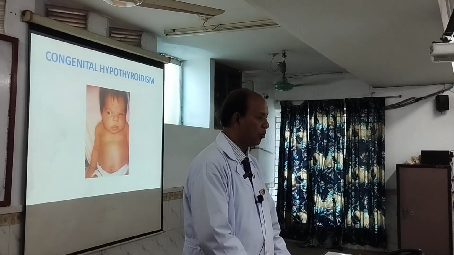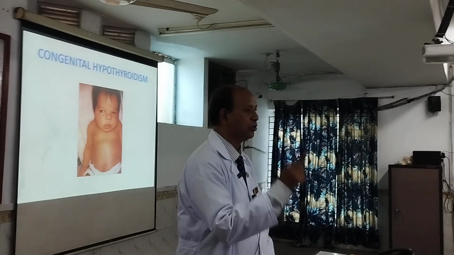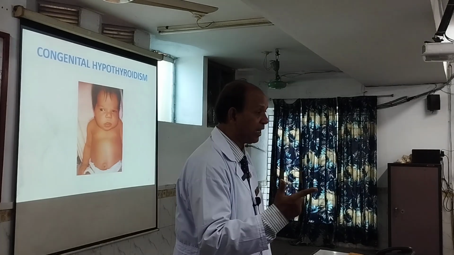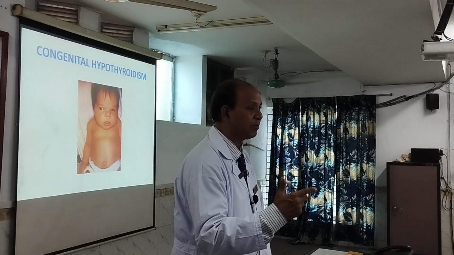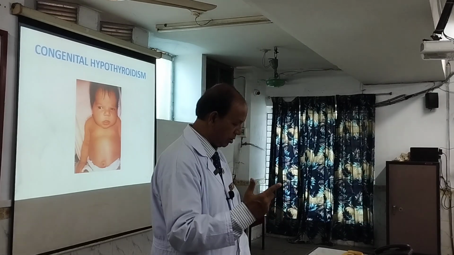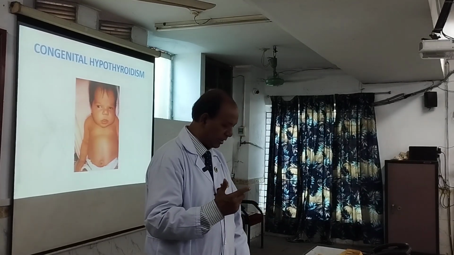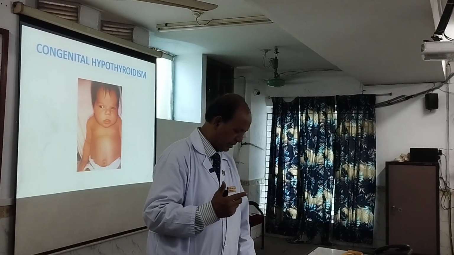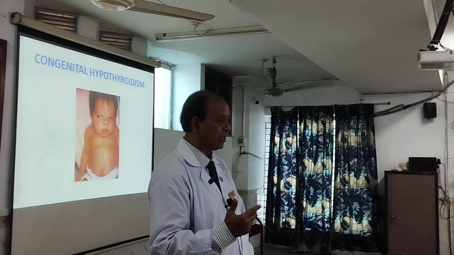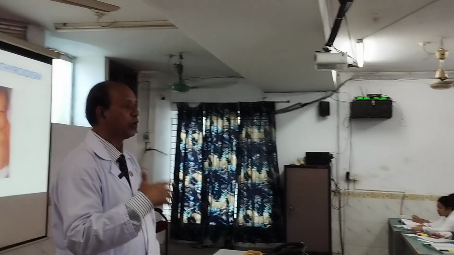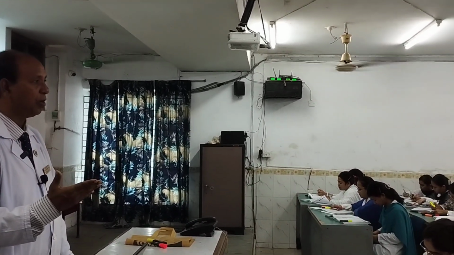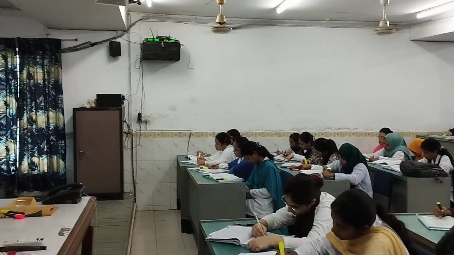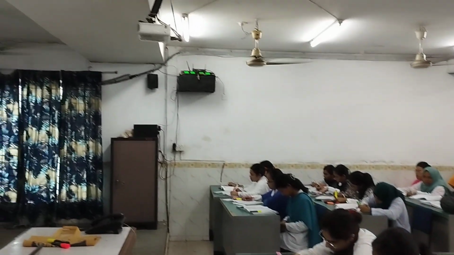First of all, you should know the causes of congenital hypothyroidism. Number one, congenital absence or dysgenesis of the thyroid gland. Number two, defective biosynthesis of the thyroid hormone. Then, transplacental passage of goitrogens, that is anti-thyroid drugs or a goitrogenic diet. Next, maternal iodine deficiency. These are the causes of congenital hypothyroidism.